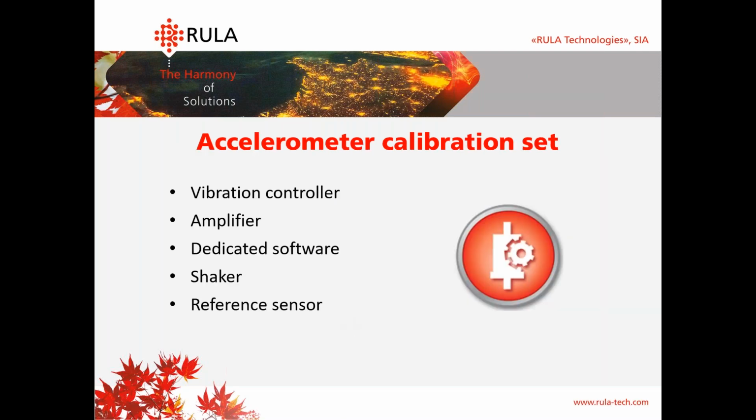Your regular accelerometer calibration set must have a vibration controller, an amplifier, some dedicated software, and a shaker. Sometimes you may need multiple shakers in case you need to cover all the frequency range. For example, you'll need one shaker for low frequencies, another shaker for the middle range, and another shaker for higher frequencies. Also, you'll need a reference sensor.